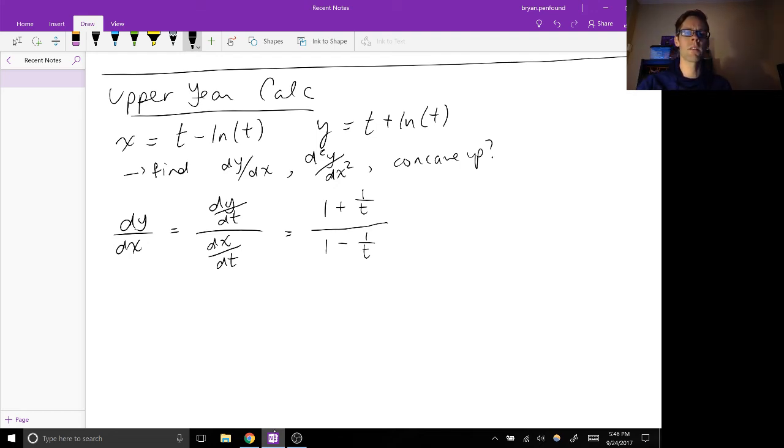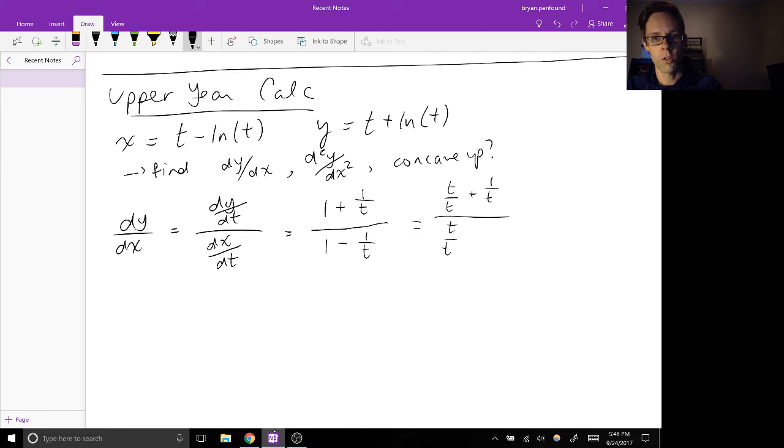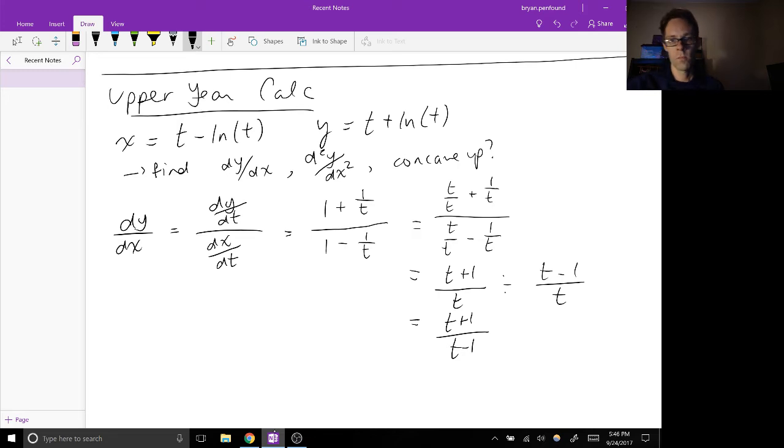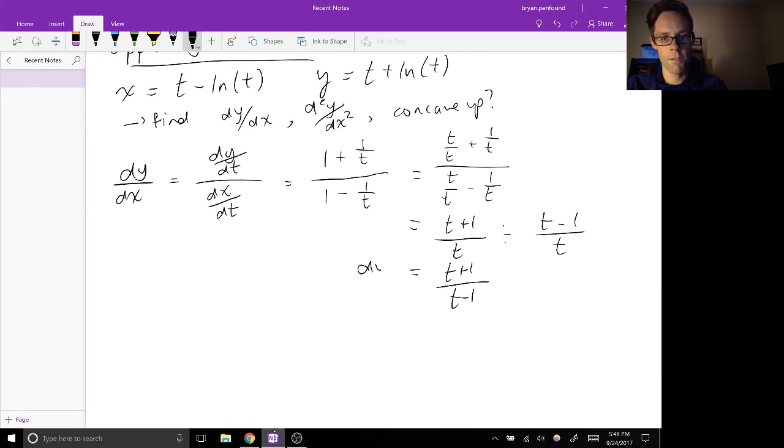Now it looks like we might be able to simplify this a little bit. So let's see if I can find some common denominators here. So maybe t over t for my ones. And it looks like this is going to simplify to t plus 1 divided by t minus 1. So there is our first derivative.